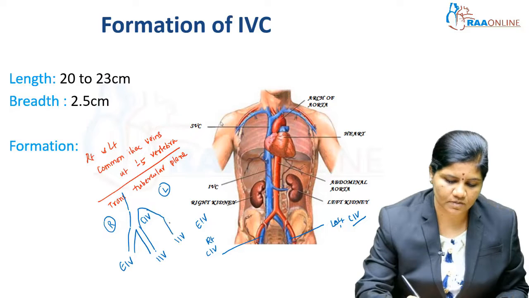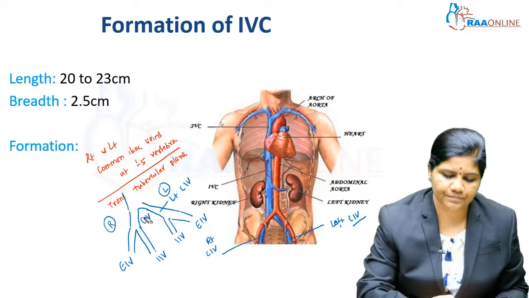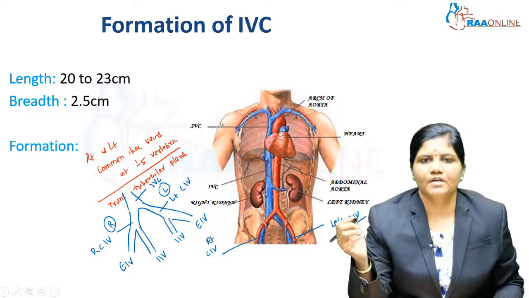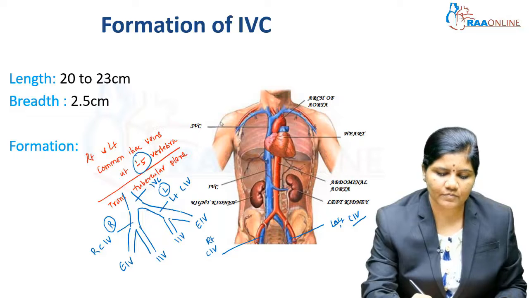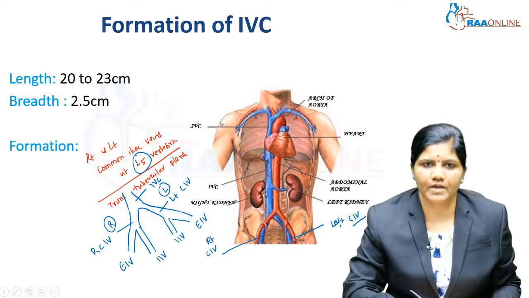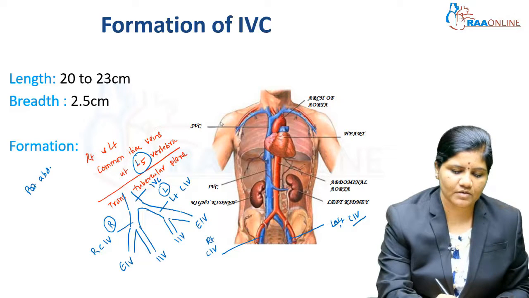So this is the left internal iliac vein and this is the left external iliac vein. This is the left common iliac vein. This is the right common iliac vein. Both veins unite and form the IVC at the level of L5 vertebra. The plane that passes at this level is the transtubercular plane. So it is located in the posterior abdominal wall.